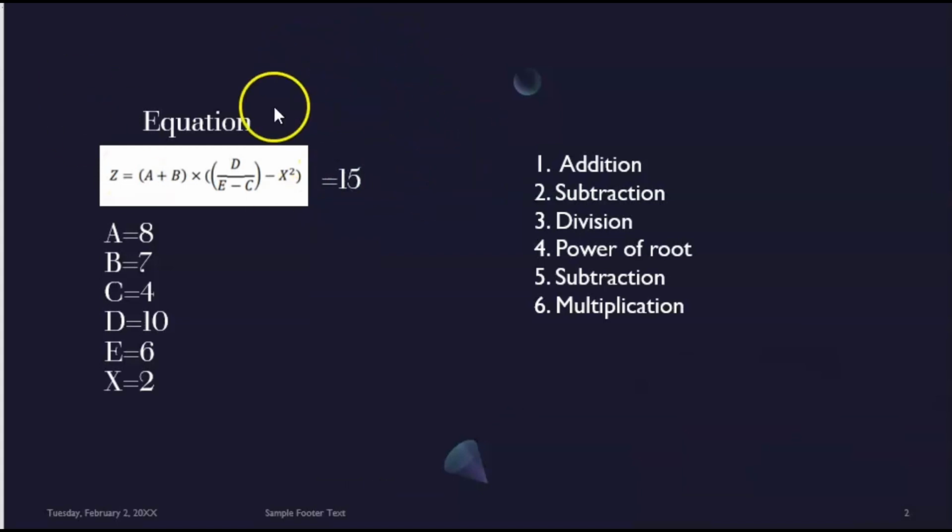Alright, for this we divide into 6 steps. First we do addition, which is A plus B, and then subtraction, which is E minus C, then division, where we divide D by E minus C, then the power of 2, which is X power of 2. Then subtraction, where D divided by E minus C, we subtract X power of 2, and then multiplication, which is the answer of A plus B, we multiply with the answer of D divided by E minus C minus X square. Then we will get the answer 15.